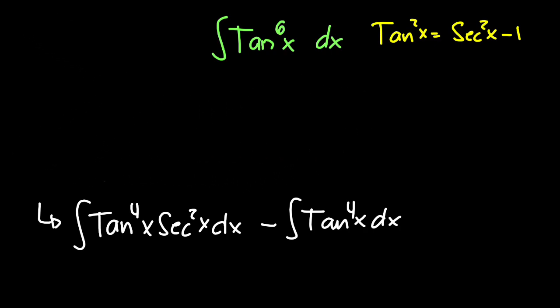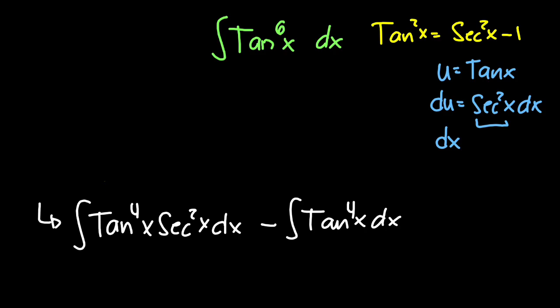For this, let us focus on this first part, wherein in this case, let u here be tangent of x, and taking the derivative of this, it would be equal to secant squared of x dx. And now, take the dx in here. So transposing secant squared of x to the other side, this would be equal to du over secant squared of x.